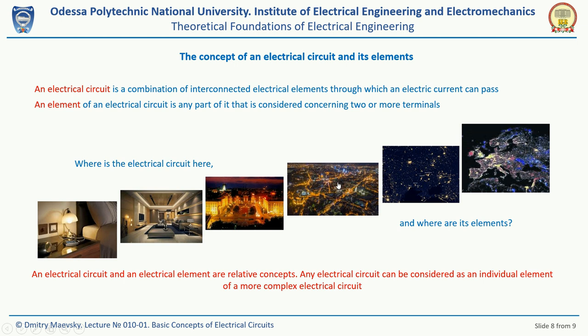And in the fifth photo, a satellite image of nighttime Ukraine is shown. The bright spots represent individual cities. Here, we can discuss the electric circuit of a whole country, the power system of a country, with cities and villages as its elements. Finally, the last image depicts nighttime Europe. We can consider individual countries as elements of the electric circuit of Europe.